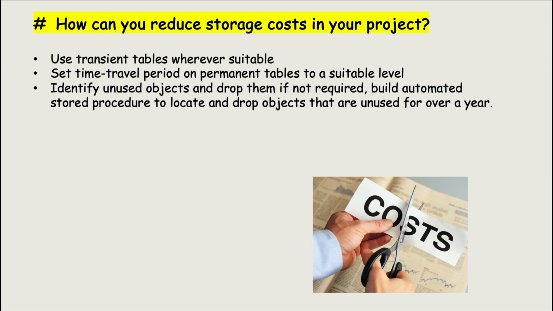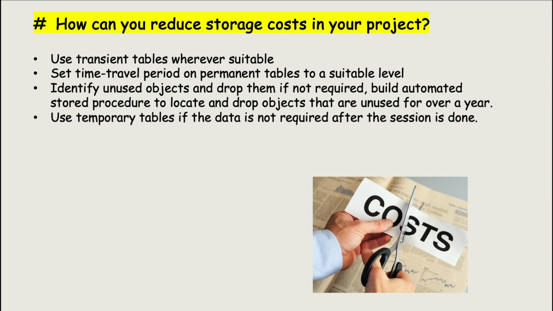Identify unused objects and drop them if not required. As we work on our projects, we end up creating a lot of data and tables over a period of time, which lose their relevance. We should periodically remove such data objects. Cleaning up of junk tables saves a lot on storage space. We should focus on creating automations like stored procedures to locate and drop such objects which have not been used for over a year. Use of temporary tables is also encouraged.